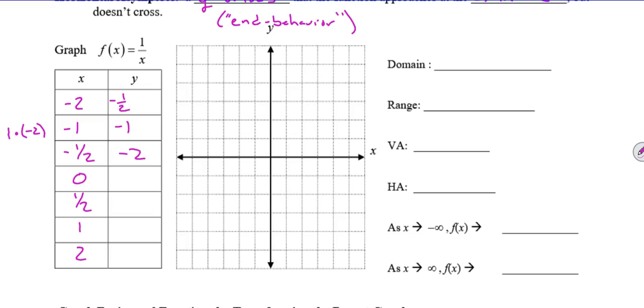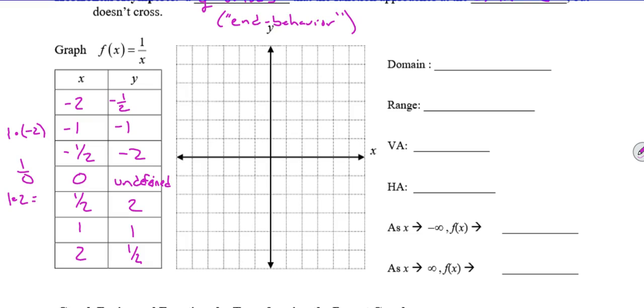Now, if I plug in 0, I get 1 over 0. Well, that's undefined. Undefined. And then we can plug in a half. Well, 1 divided by a half is like 1 times the reciprocal, which is 1 times 2. So I get a +2. Plug in a 1, 1 over 1 is 1. And plug in a 2, and I get 1/2. Okay? So let's just start by plotting these points and see what happens.